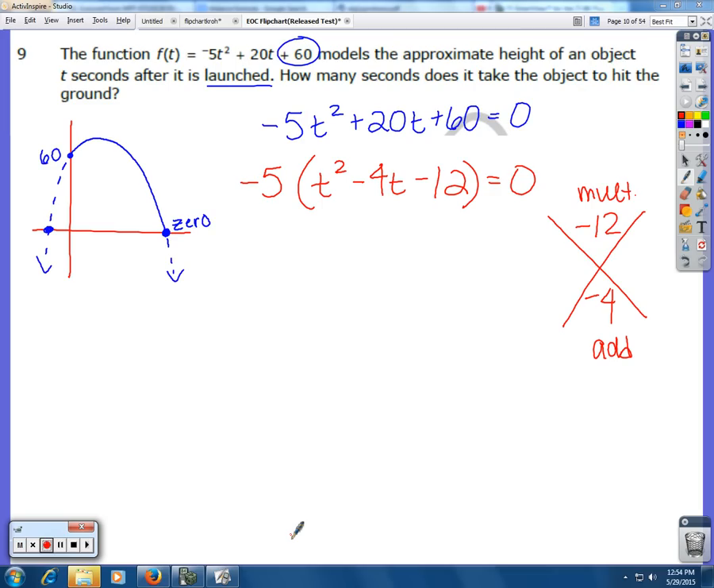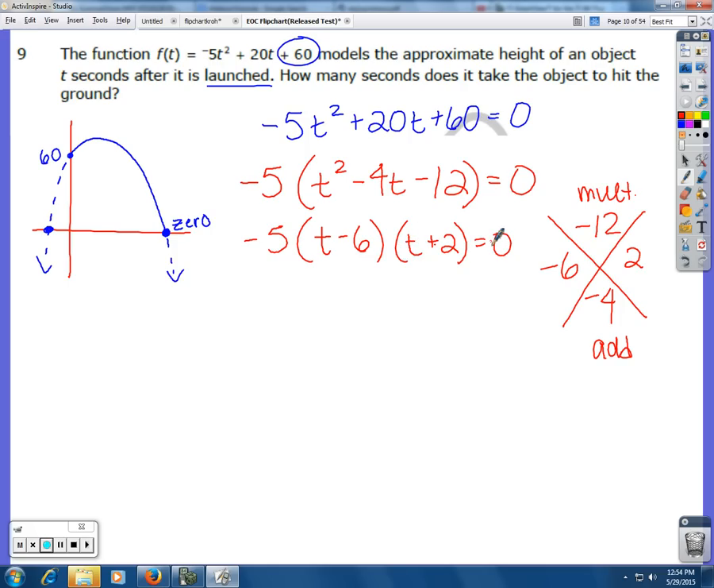All right, at this point we are in the middle of factoring. We've taken out the greatest common factor, -5, and now we are looking for two numbers that multiply to give us -12 and add to give us -4. Okay, and those numbers are going to be -6 and 2. So we still have our GCF out front. Okay, now we're going to take each of our binomials and set them equal to 0 so we can solve for t.